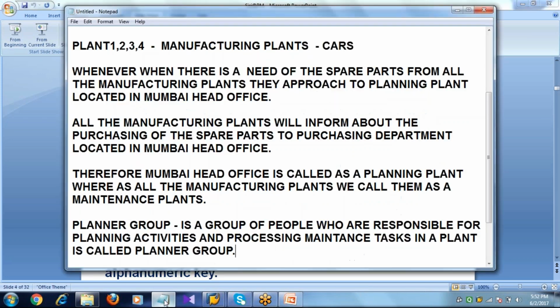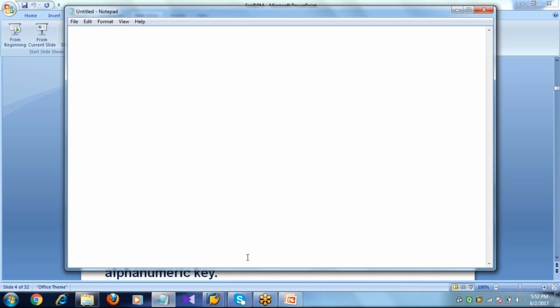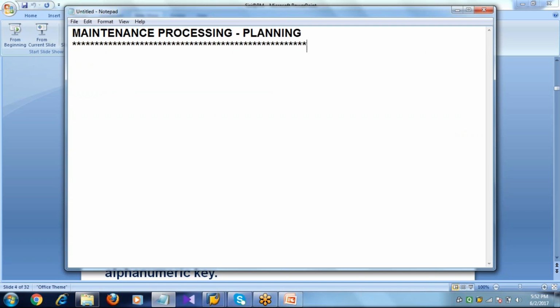Now we'll talk about maintenance processing and planning. What is maintenance processing and planning?